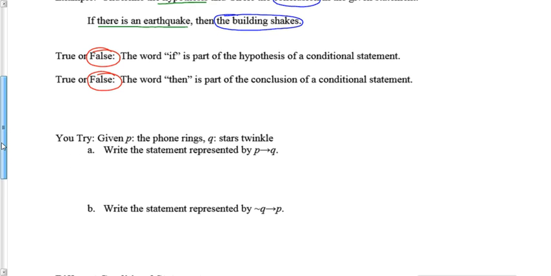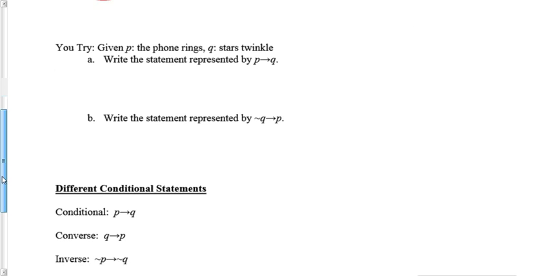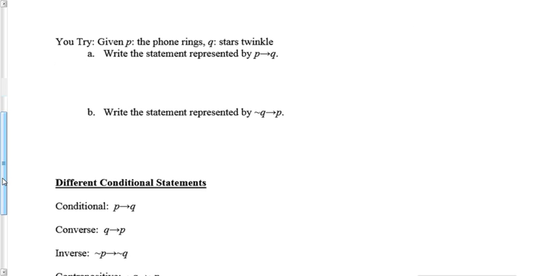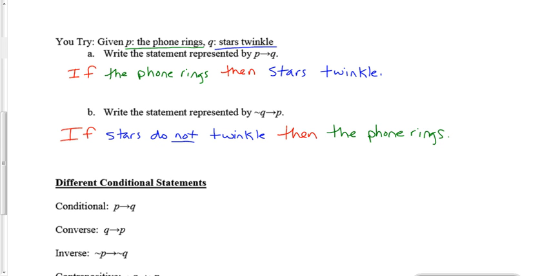What I'd like you to do right now is the one labeled you try. Given P, the phone rings, and Q, stars twinkle, I would like for you to write these two statements. This is just like what we were doing earlier. So pause the video now and complete the you try, please. For part A, I got if the phone rings, then stars twinkle. And for part B, if stars do not twinkle, then the phone rings. Go ahead and make any corrections that you need to, write down any questions that you have, and pause the video as you do so.